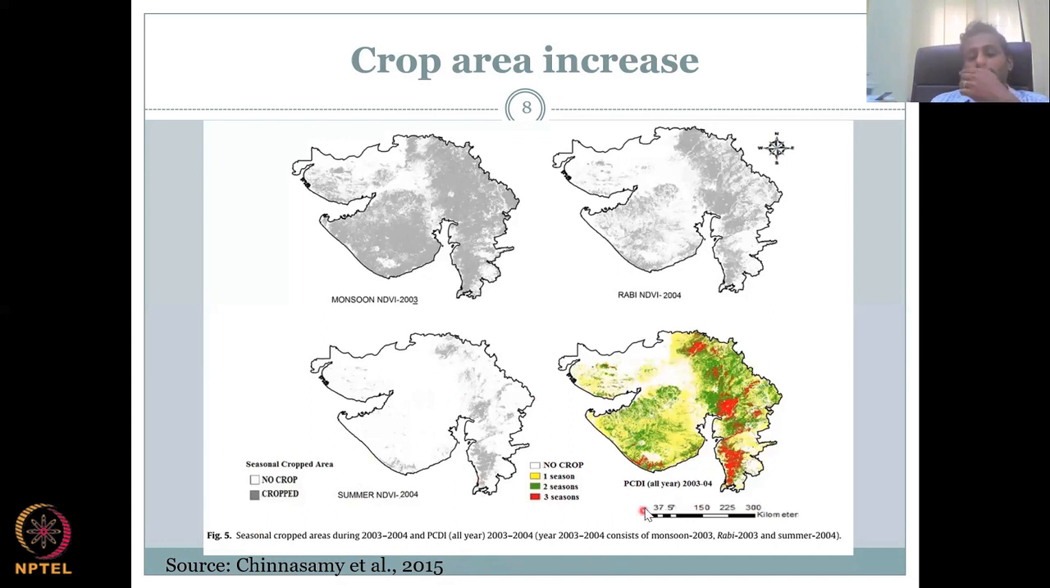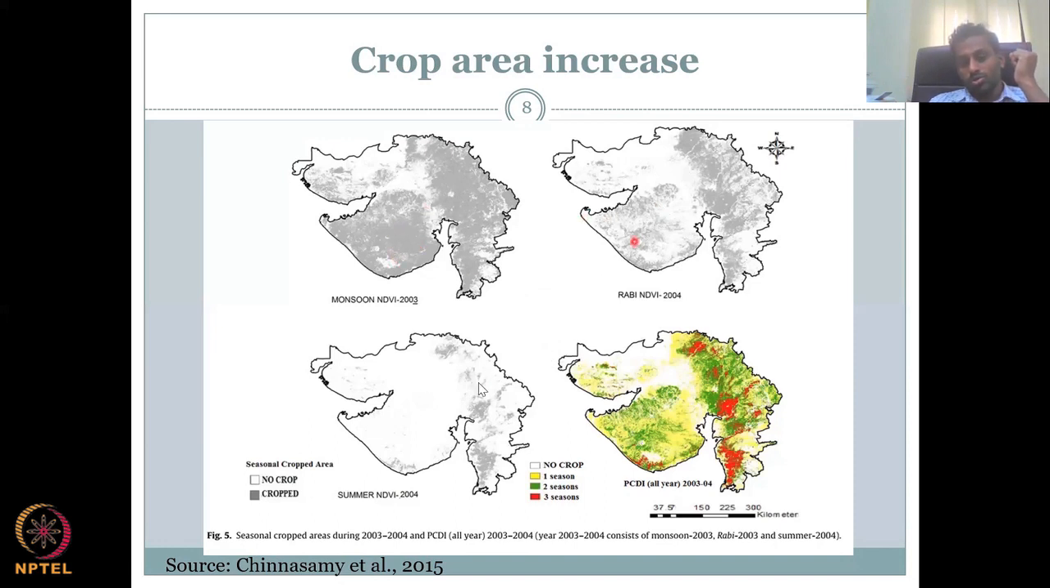So what is the total from 2003 to 2004? You have no crop only in this area, because all three seasons, there's no water. And mostly it is high salinity in these areas. So they don't want to grow crops in these areas, mostly the Kutch and other areas. However, there is three season crops.